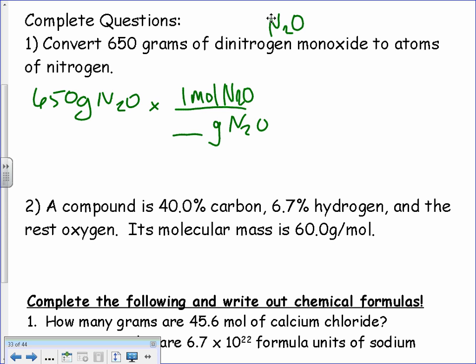44.02, so N is 14, 14 plus 16 is, what did it say? Okay, 44.02 grams. I don't have my calculator, I'm trusting you guys. So that's going to allow us to cancel out our grams of dinitrogen monoxide. Now we're at moles of N2O.